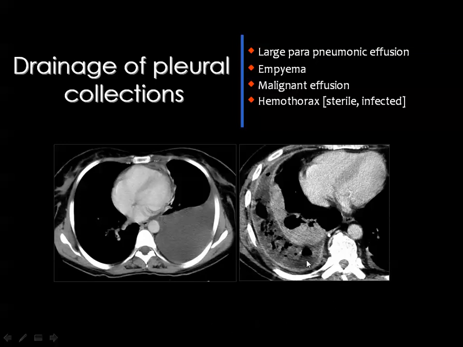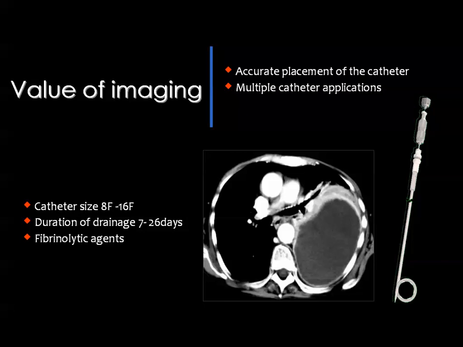But in cases of encysted collection, or in cases of empyema like this, where you can see enhancement of the pleural reflections and the presence of multiple air loculi inside the empyema itself, we may insert a pigtail catheter percutaneously and leave it for 2 or 3 days in order to ensure adequate draining.